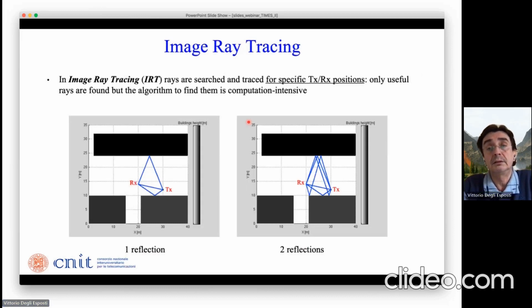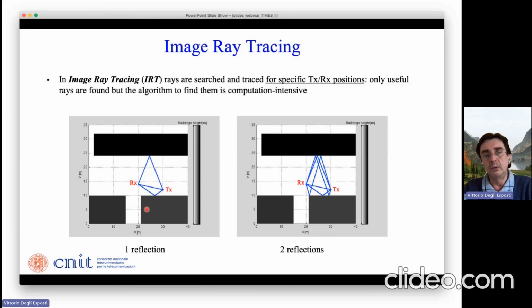So now we compare two possible implementations of ray tracing: image ray tracing and ray launching. In image ray tracing, IRT, rays are searched and traced for specific transmitter and receiver positions. So the positions of the terminals are known a priori, before tracing the rays, and only the actual rays propagating between TX and RX are found.